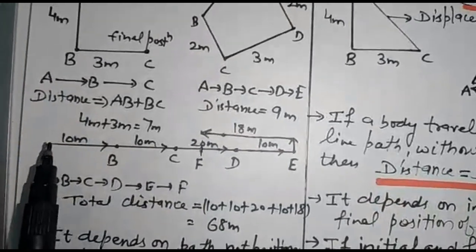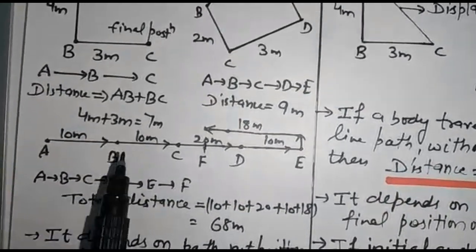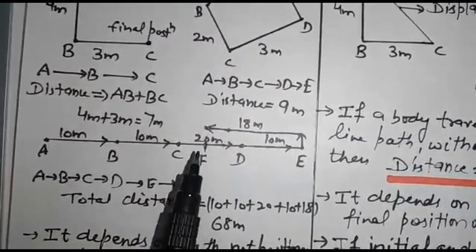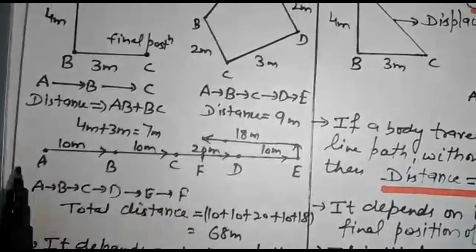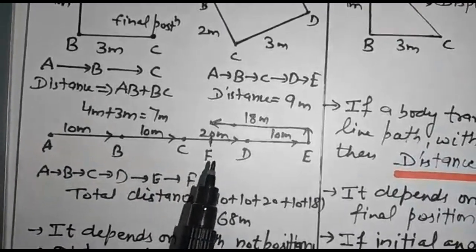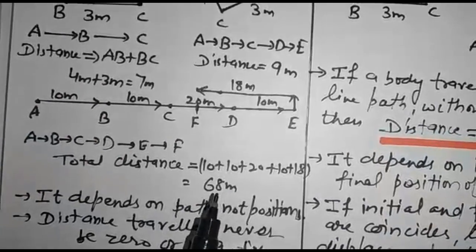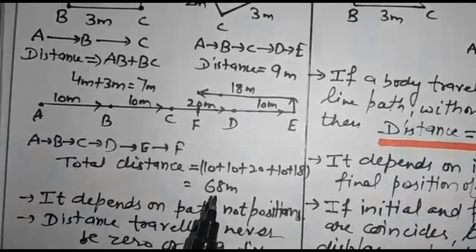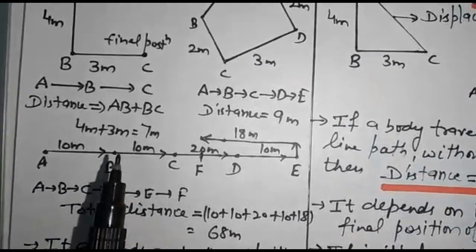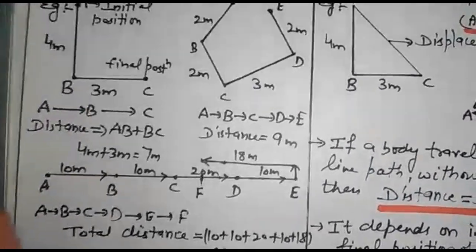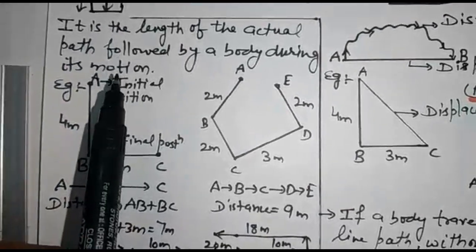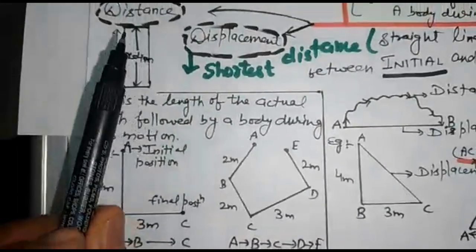And again, if a body moves from A to B, B to C, C to D, D to E, and then turns back and moves towards F. So A is the initial position and F is the final position of the body. So the total distance covered by the body is 68 meter. So we can simply understand with the help of these examples that the length of the actual path followed by a body during its motion is known as distance.